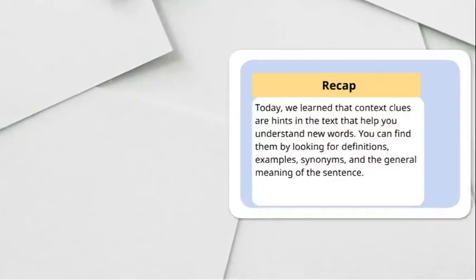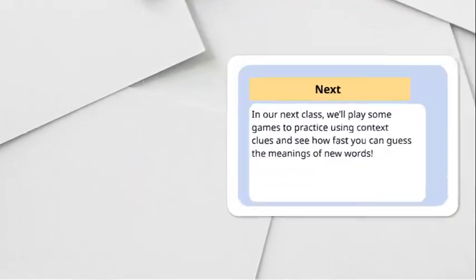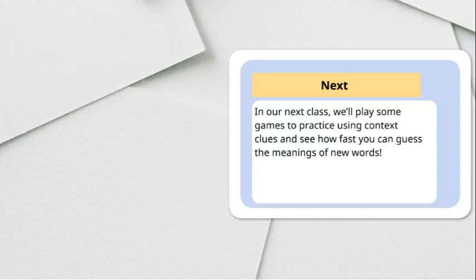Okay? Now let's move on to see what we have learned today. Today, we learned that context clues are hints in the text which will help you to understand the meaning of new words, and how you can find them by looking for definition, example, synonyms, antonyms, and the general meaning of the sentence. And what's next? In our next class, we will play some games to practice using context clues. And we'll see how fast you can guess the meanings of new words.